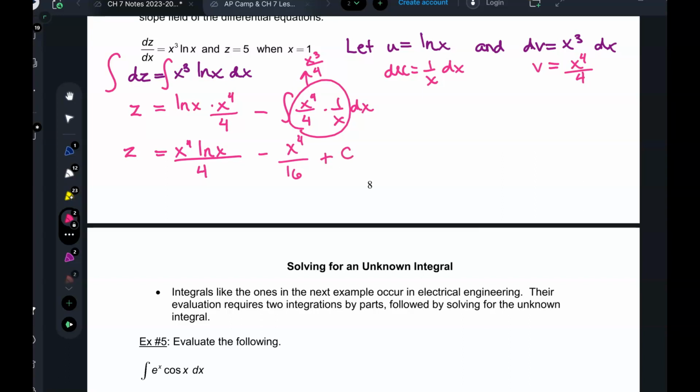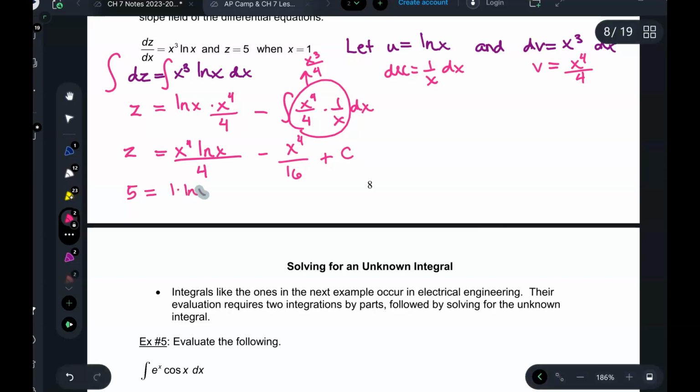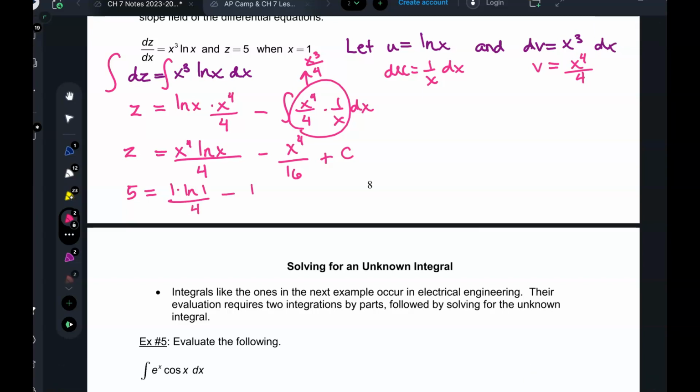Good? Okay. Now we want to solve for c. So now plug in 5 here. And then plug in 1, so it'll just be 1 times natural log of 1, which hopefully we remember is 0. So that whole thing just goes away. And so 5 and 1/16, or 81 over 16.